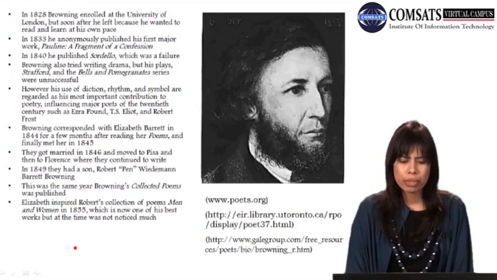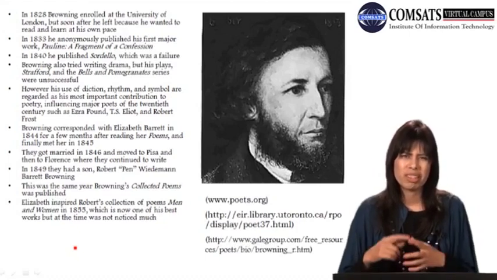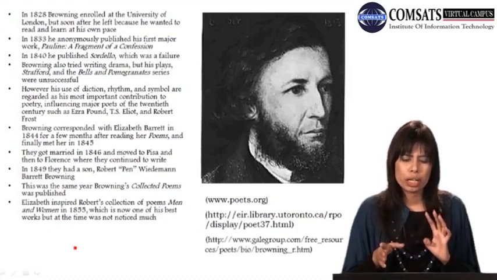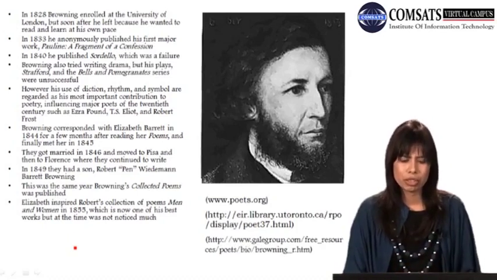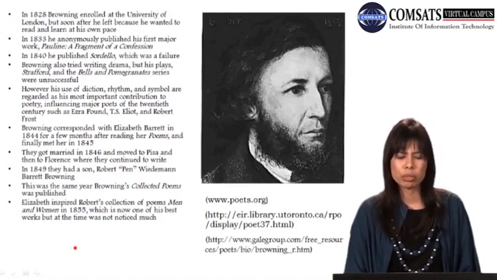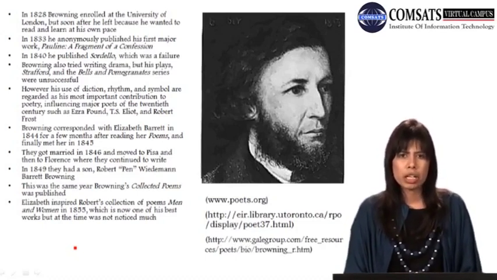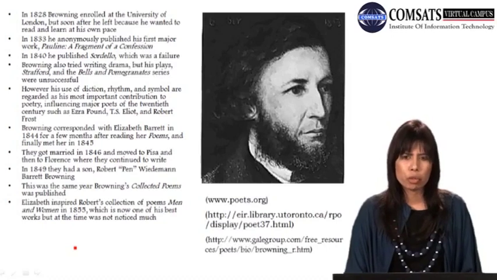So here you could see he corresponded with her in 1844, and then right after 1 year he met her. Okay, they got married in 1846 and moved to Pisa and then to Florence, where they continued to write. So basically Elizabeth Barrett is the wife of Robert Browning.